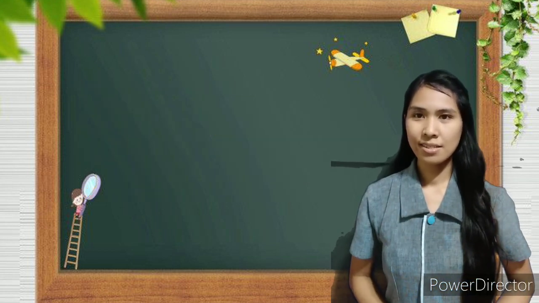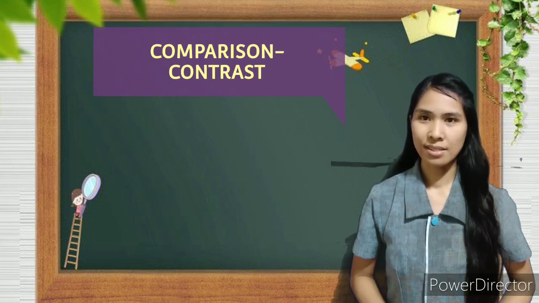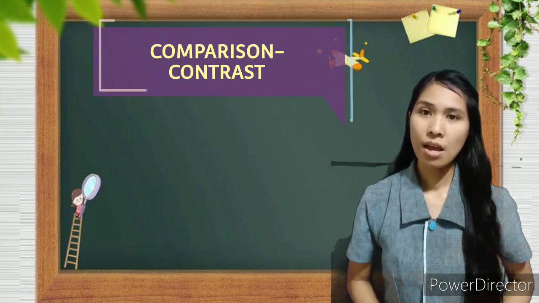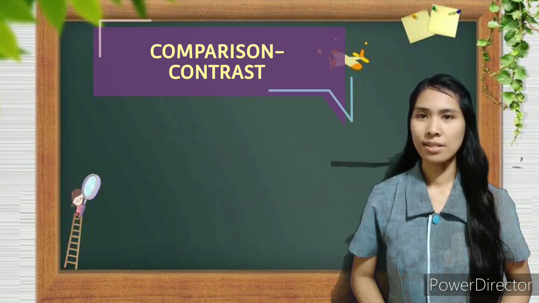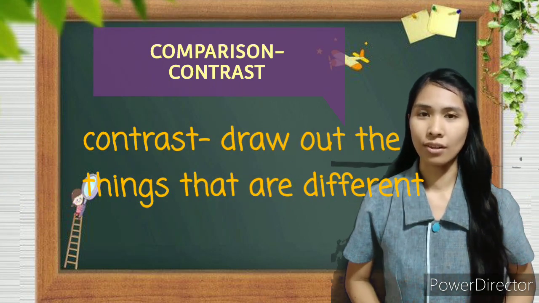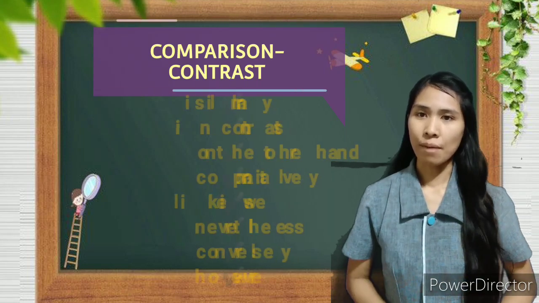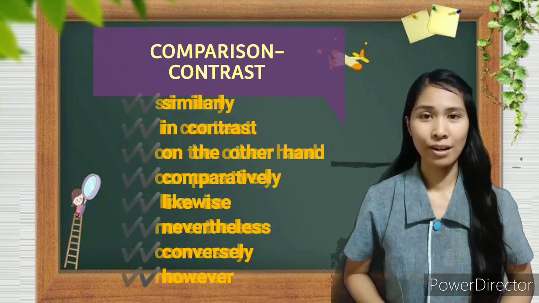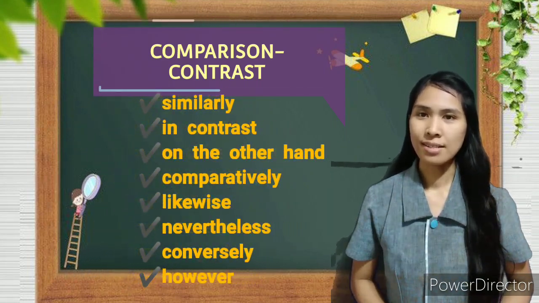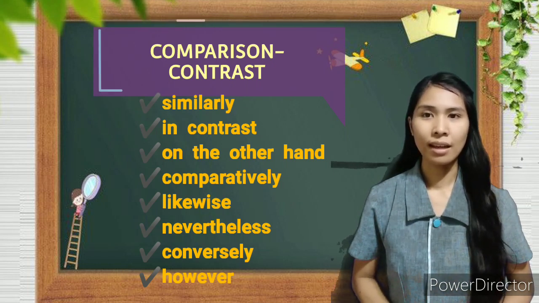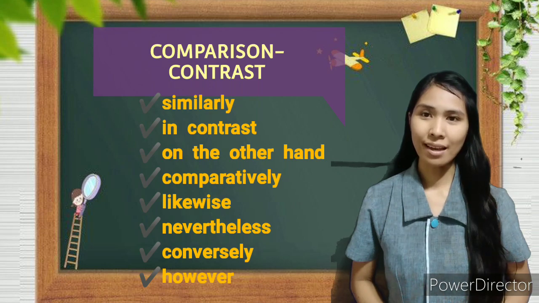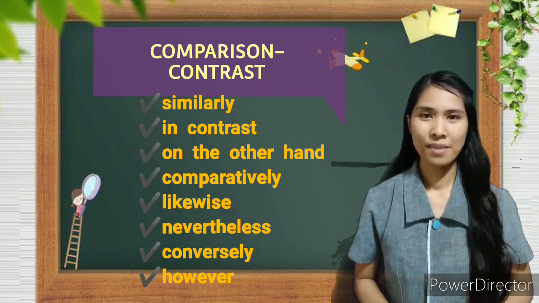The second is comparison and contrast. To compare means to emphasize the things that are the same, while contrast is to draw out the things that are different. Example signals: similarly, in contrast, on the other hand, comparatively, likewise, nevertheless, conversely, however.